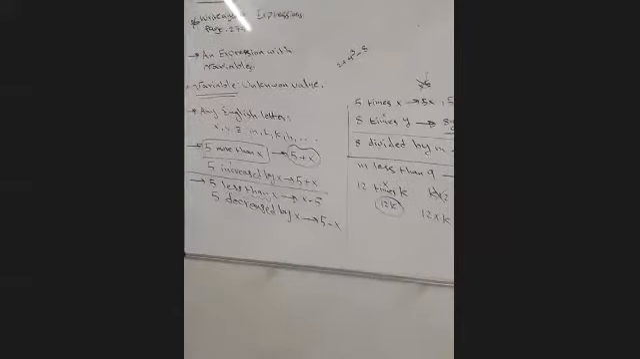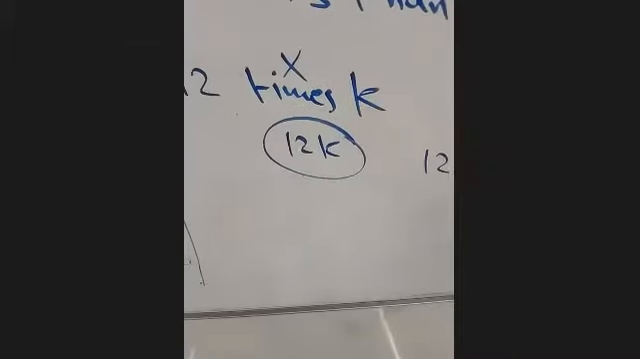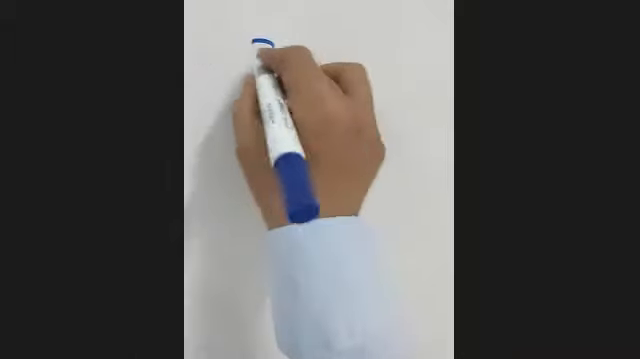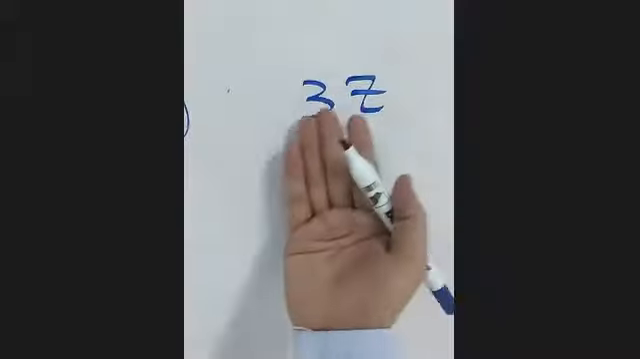Brahim? Mister, so if we put the 12k, it means 12 multiply k. Exactly. Thank you. Look, what's this? 3Z, right? Yes. It means 3 multiply Z.